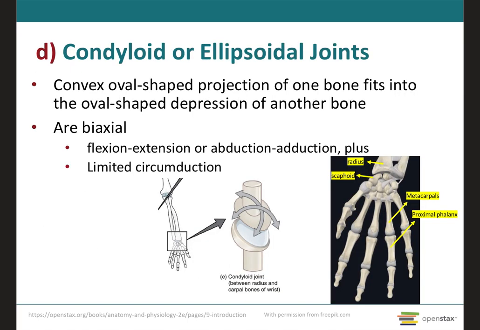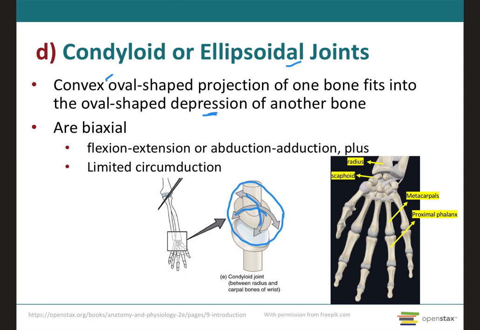The condyloid or ellipsoid joint can also be called condylar joint. It will be formed by this convex oval-shaped projection of one bone that will articulate with an oval-shaped depression on another bone, like a fossa. And as you can see, it will be able to move in two planes. Therefore, it will be considered a biaxial joint.